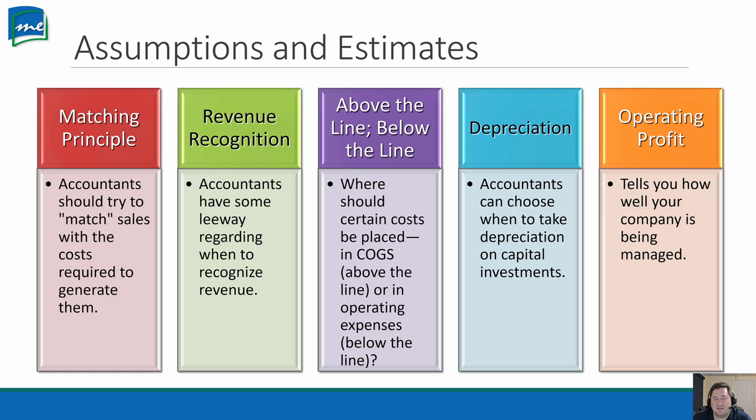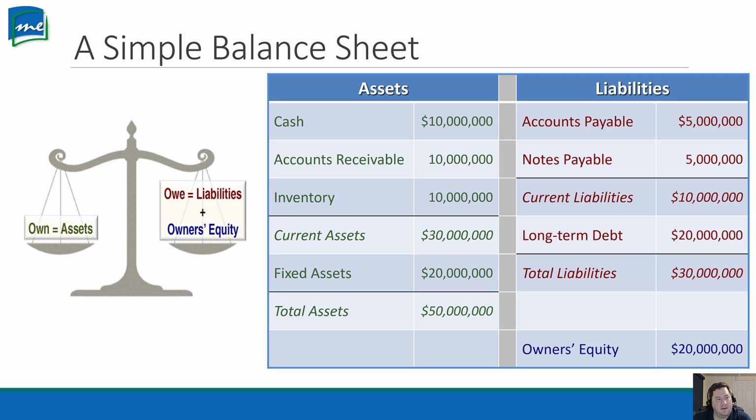And then operating profit. This is actually telling you how well the company's doing before they pay for their taxes and their interest they owe the banks. So here's a simple balance sheet. So we have our assets: cash, accounts receivable, inventory. All those are current assets. Then we have fixed assets. So fixed assets are like property, the plant, equipment, and then all of that together comes up to total assets.